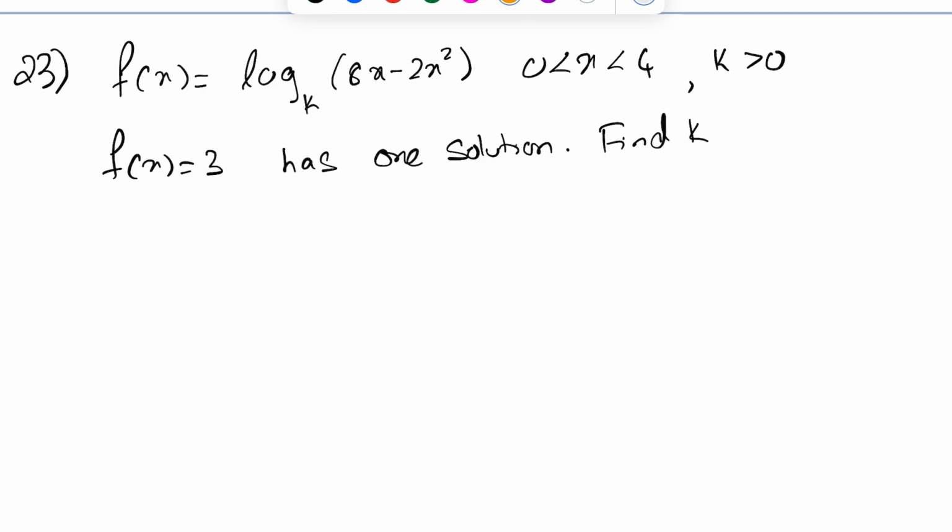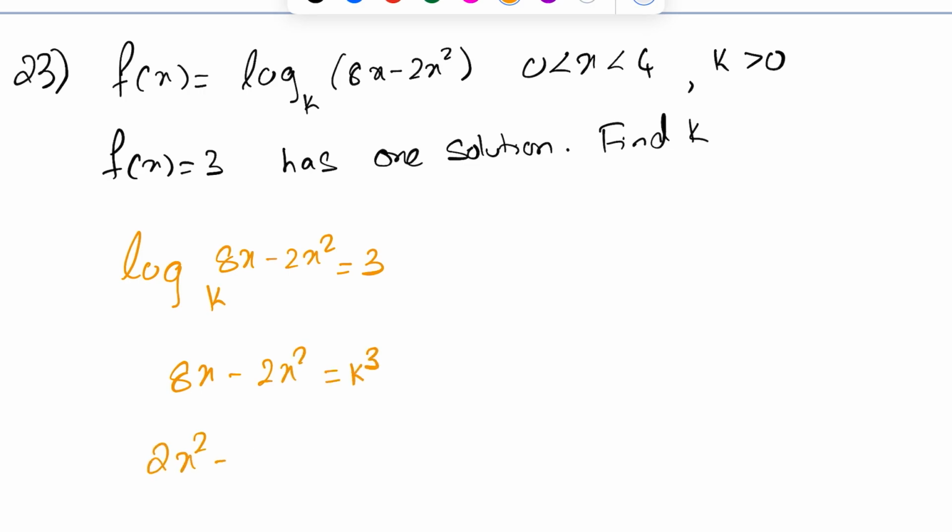So what is that? I'm going to do that. f of x equals to 3. So log 8x minus 2x square to the base k equals to 3. So 8x minus 2x square equals to k power 3. So we get a quadratic 2x square minus 8x plus k cube equals to 0.